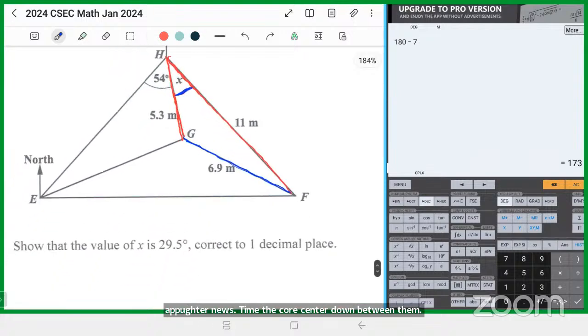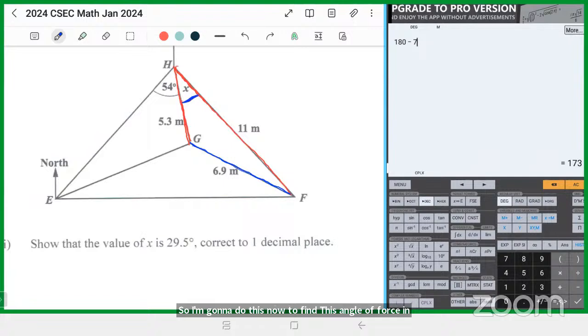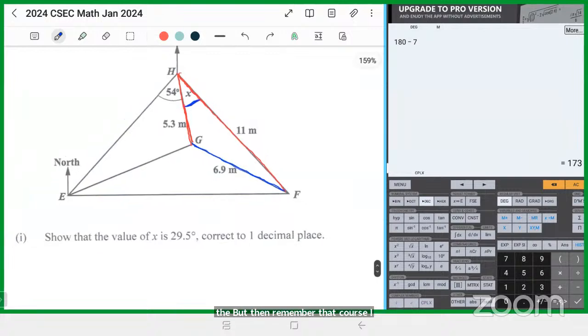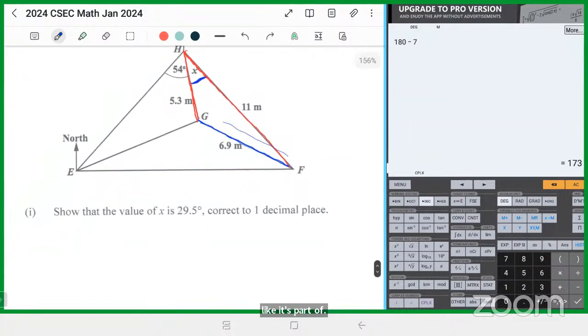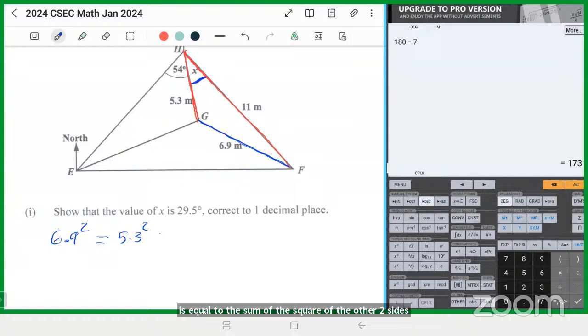So if I'm going to do this now to find this angle, I have to lay it out like the cosine rule. But remember that the cosine rule starts out like Pythagoras' theorem. Pythagoras' theorem would have said, treat the side opposite the angle we're working with like the hypotenuse. It would have said 6.9 squared. The hypotenuse squared is equal to the sum of the squares of the other 2 sides, the 5.3 squared and the 11 squared. That would have been Pythagoras' theorem if this angle was a 90.